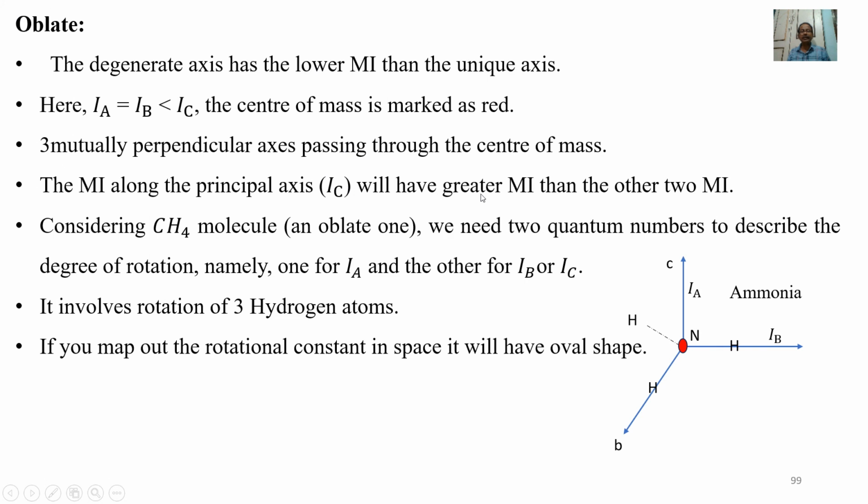Considering the methane molecule, which is nothing but the oblate case, we need two quantum numbers to describe the degrees of rotation, namely one for IA, then another one for IB or IC. So as usual, we will have two quantum numbers. It involves rotation of 3 hydrogen atoms. If we map out the rotational constant B in space, it will have an oval shape. And this is the structure for NH3.